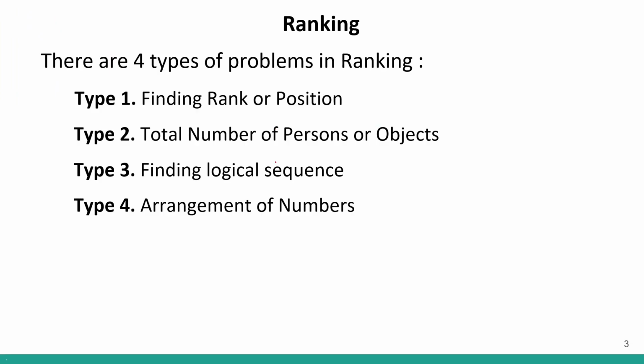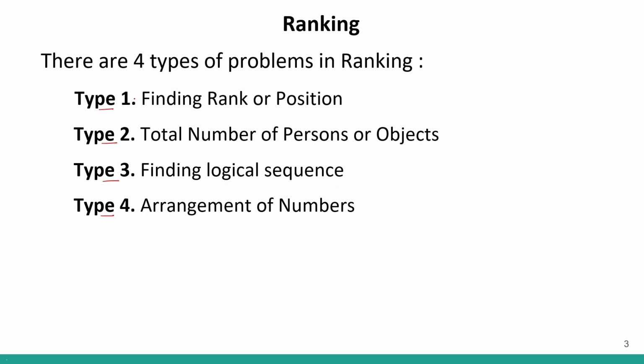Now we know that there are four types of questions that can come in your competitive exams from ranking. Type 1 is finding rank or position of a person or an object. Type 2 deals with finding the total number of persons or objects that are in a class or in a row. Type 3 is basically finding logical sequence. That means certain data will be given to us and we have to arrange it in order of height, maybe scores, maybe rank, their weight, or anything like that. Then we have type 4, that means arrangement of numbers. So it deals with numbers.